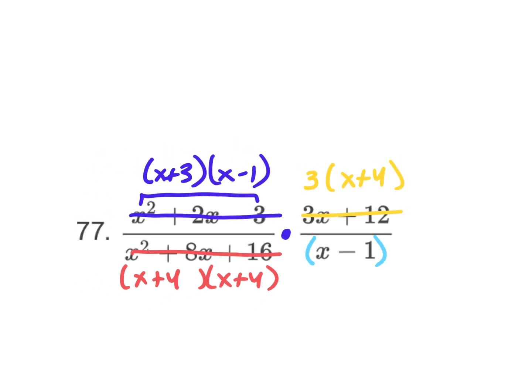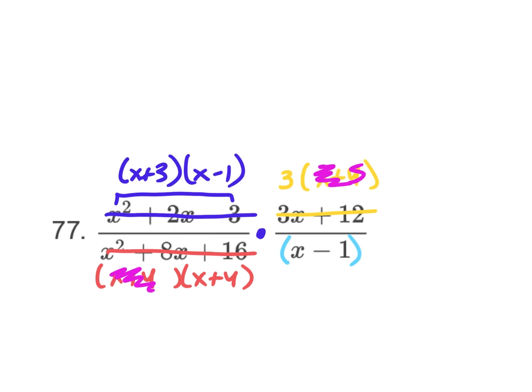Now, anything in the numerator and denominator that is exactly the same, we can cancel out. So I have an x plus 4 here and an x plus 4 here. We can cancel those out. I have an x minus 1 and an x minus 1. And I think that's it. That's all we have for factoring out.